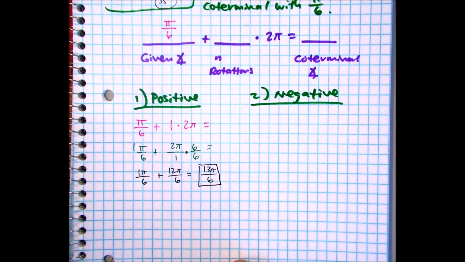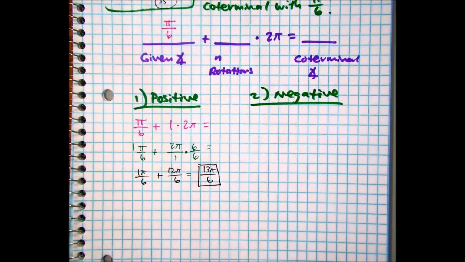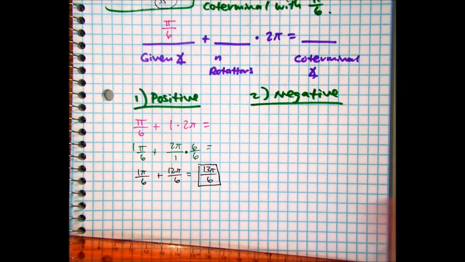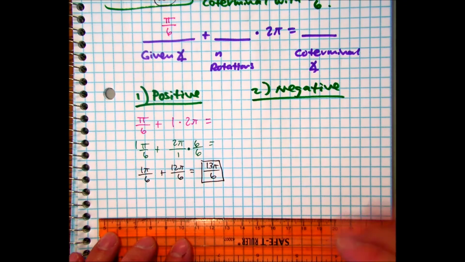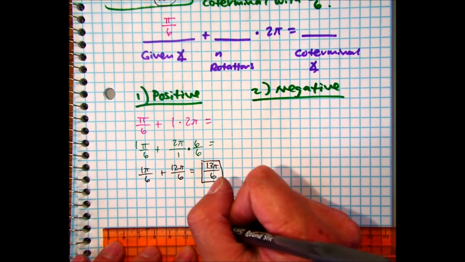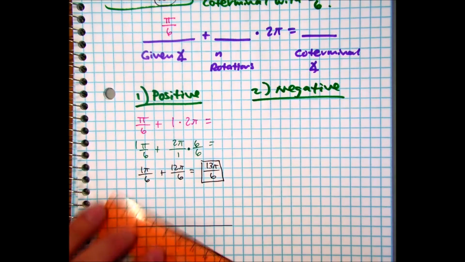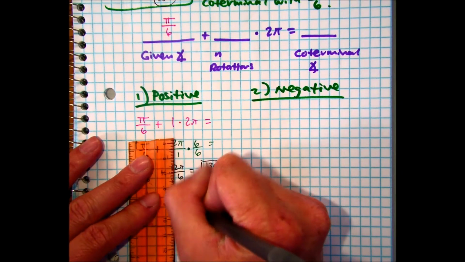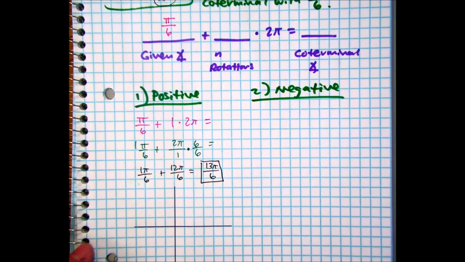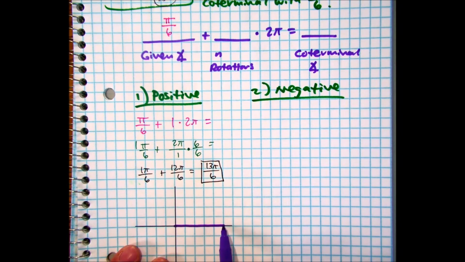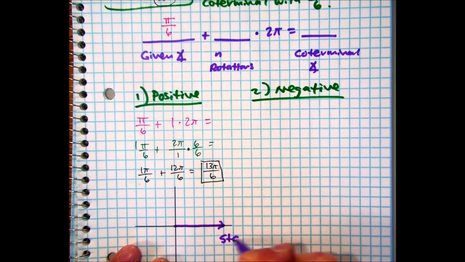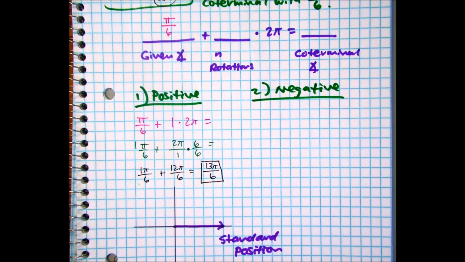Let's draw a picture to help us make sure we understand what's going on. One vocabulary word I may have forgotten. Everyone say standard position. It always starts in standard position. That's between quadrants 1 and 4.